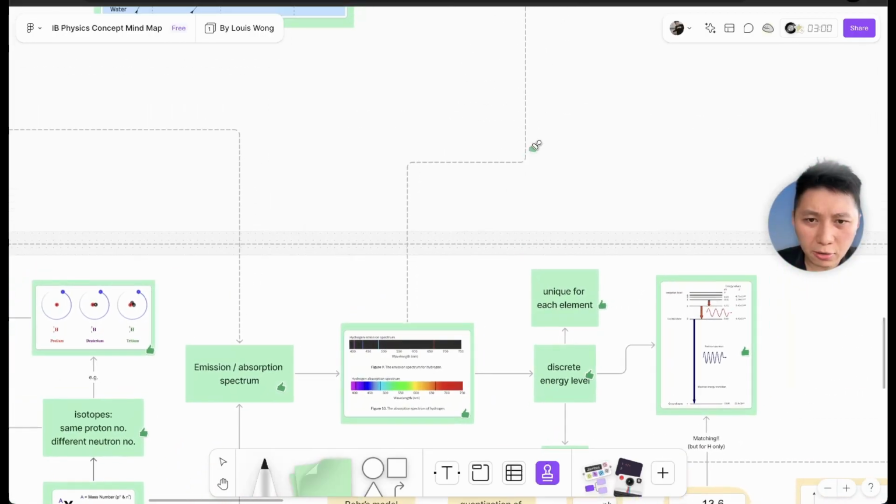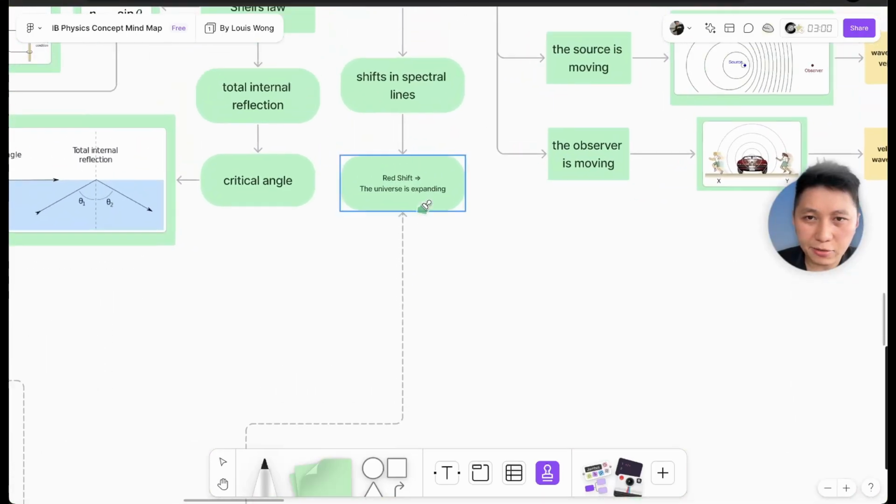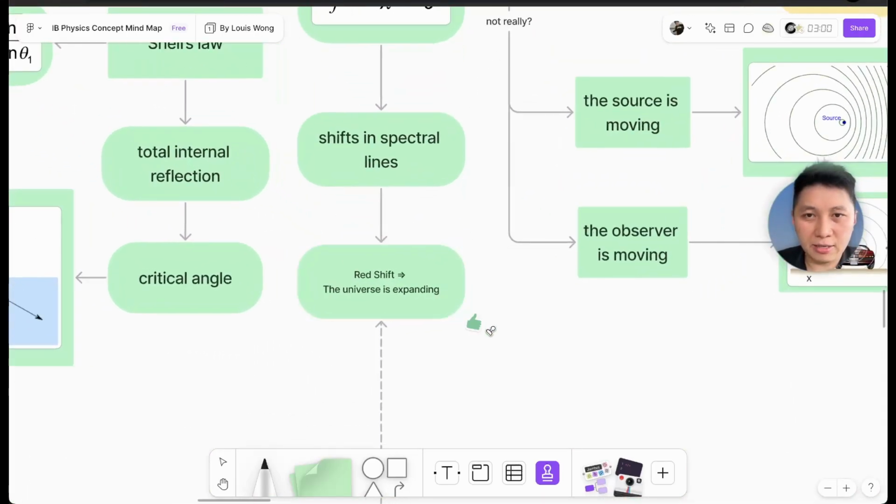The second thing that I also want to talk about is that this emission spectrum is also closely related to the thing we talked about in Doppler's effect.